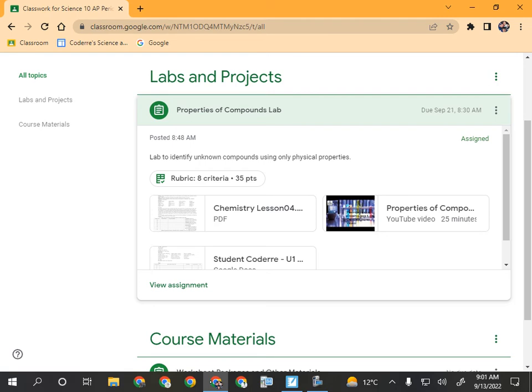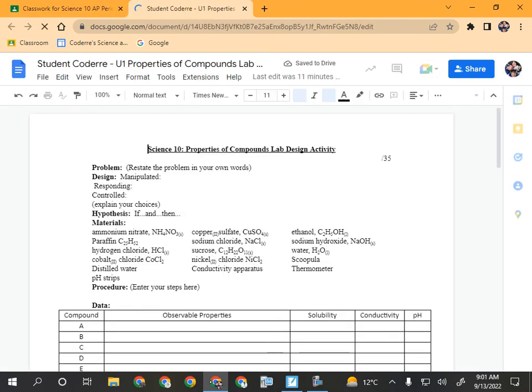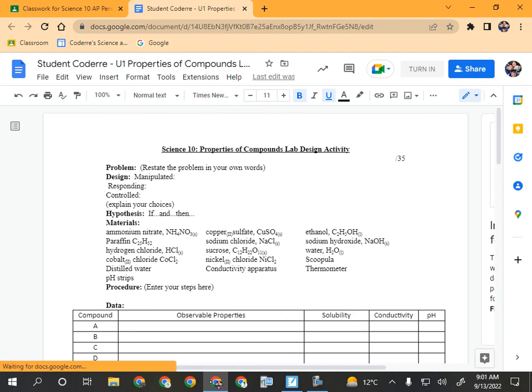And then there's a Google Doc. That's the thing you need to have open right now. So if you can open up, it won't say student code error, it'll say your name. U1 Properties of Compounds Lab. That's the file you need to have open because that's your lab report. That's what you're going to hand in to me.